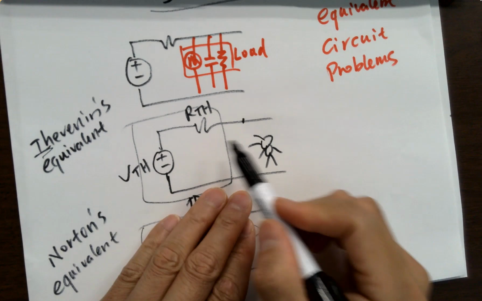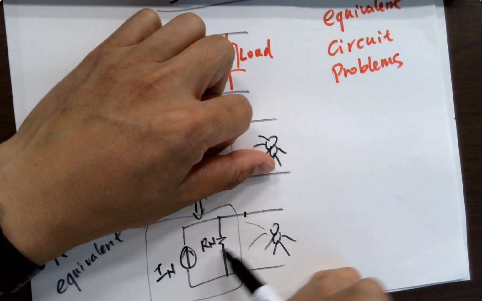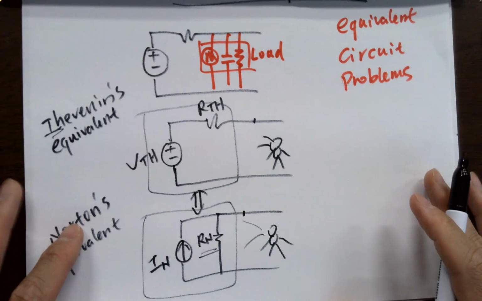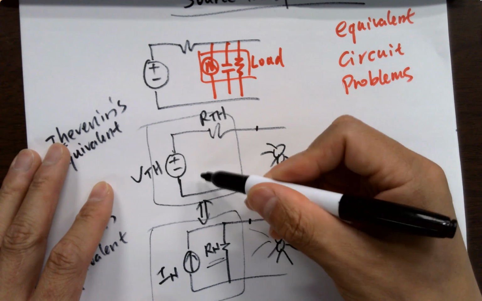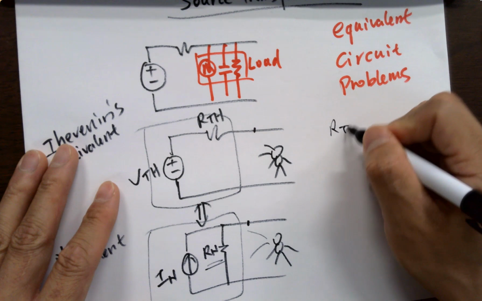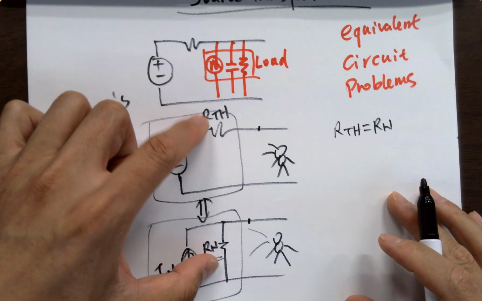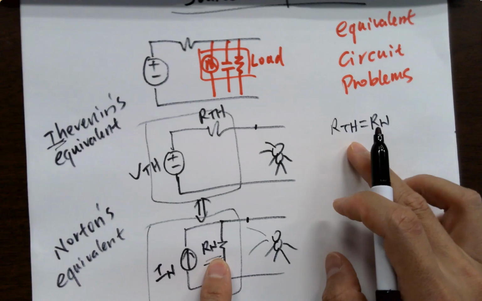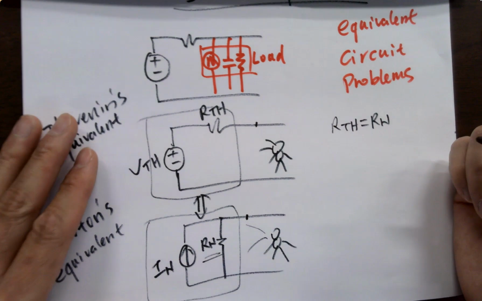So you can convert the circuit into this, or you can convert the circuit into this, just one single current source in parallel with this resistor. However, there are some conclusions, and you can convert between these two circuits as well, which is RTH equals RN, which makes things a lot simpler. If you calculate RTH, you'll know what RN is since they are equal.